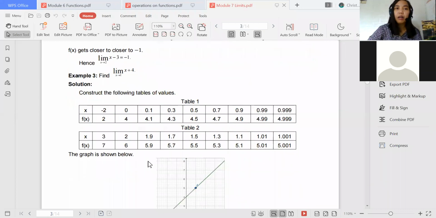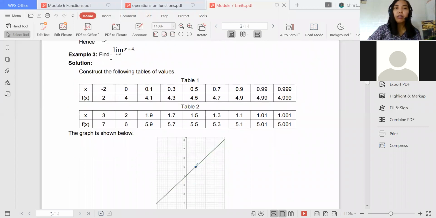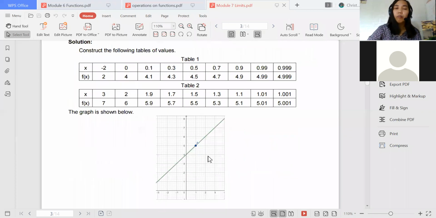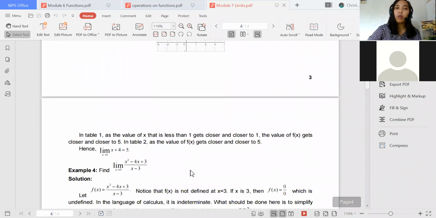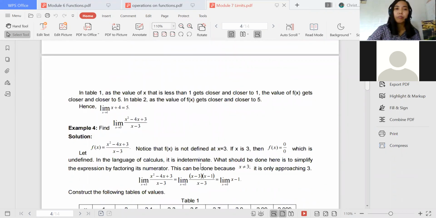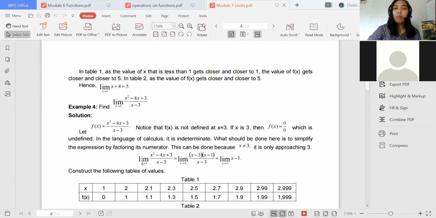So, ganun din sa ibang example class. Find the limit of x plus 4 as x approaches 1. So, you make a table, okay, and then check the table what happened to the value of y as x approaches a certain value. That is what we call limits. Okay, so example number 4 class.